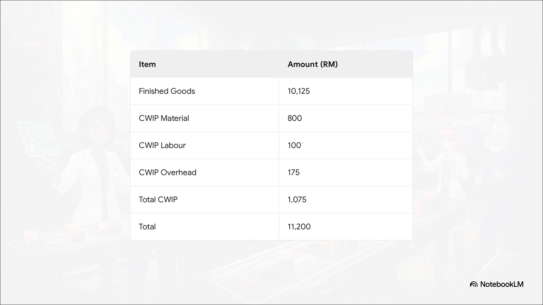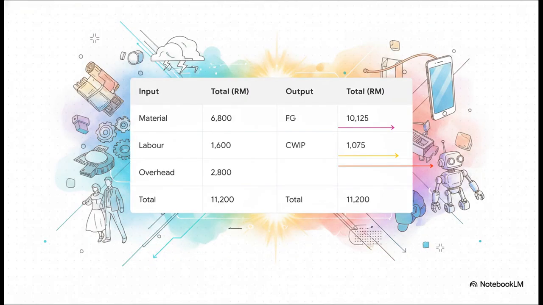This is where we use our equivalent units. 50% of 400 is 200. Multiply those 200 equivalent units by their costs, giving us $100 and $175. Add up all your CWIP for a total of $1,075, add that to your finished goods, and we hit a grand total of $11,200. Which brings us to Step 4, the grand finale, the process account.